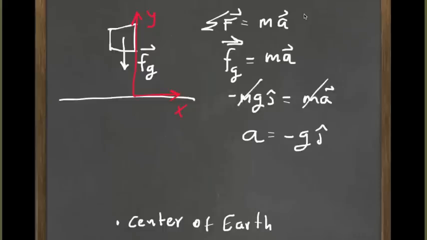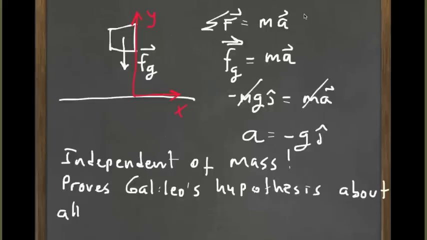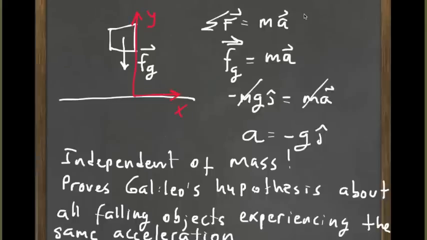Notice that the mass is on both sides of the equal sign, which means you can cancel it. And the result is that the acceleration of this object will be minus g in the direction j hat. So 9.8 meters per second squared downwards. The important thing to realize is that the mass cancelled, and therefore the acceleration is independent of the mass. So Newton was the first one to be able to prove Galileo's hypothesis about all falling objects experiencing the same acceleration.